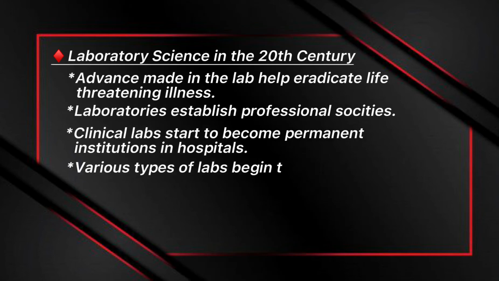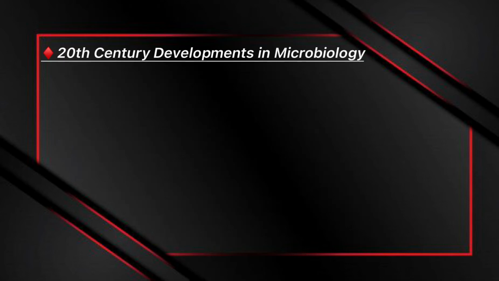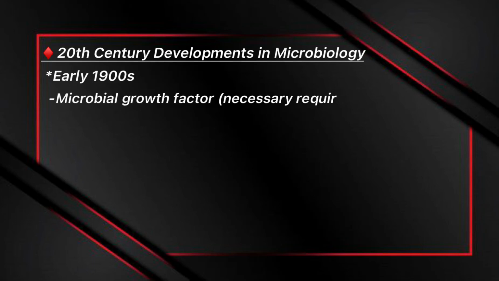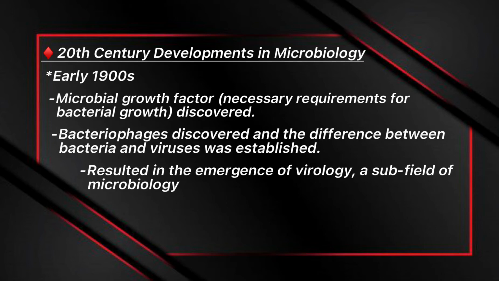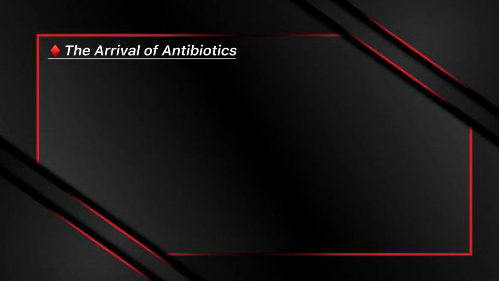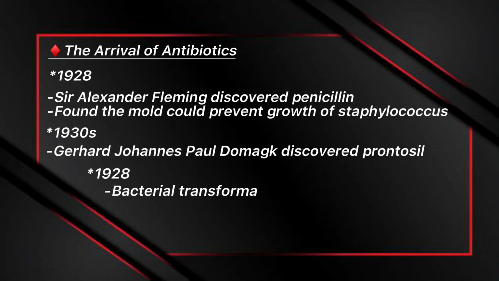Various types of labs began to emerge, like physiological, pharmaceutical and pharmacologic, forensic, public health, microbiological, and general hospital labs. 20th century developments in microbiology. In early 1900s, microbial growth factor was discovered. The arrival of antibiotics. Alexander Fleming discovered penicillin, and he found a mold that could prevent growth of Staphylococcus.